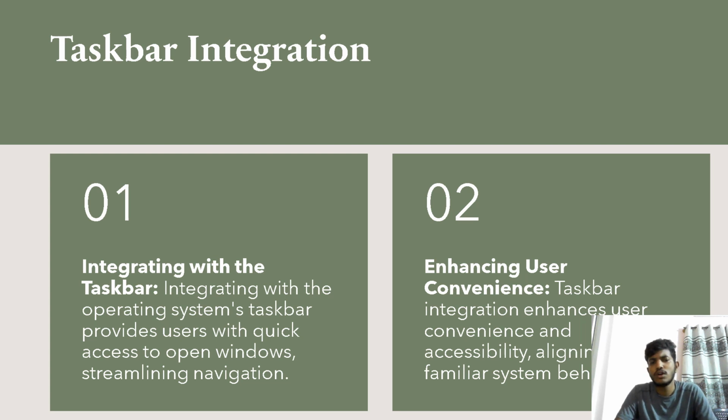And next, taskbar integration. In that we have to integrate with the taskbar and enhance user convenience. Let us see the first one, integrating with the taskbar. Integrating with the operating system taskbar provides users with quick access to open windows, streamlining navigation. So, for example, if you have to open WhatsApp in your system, it will be in the taskbar, so you can open it quickly.